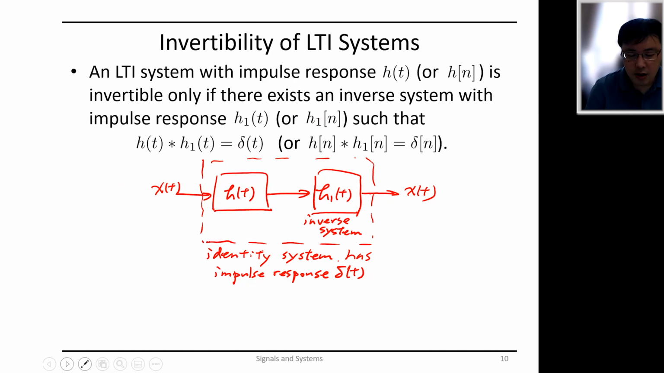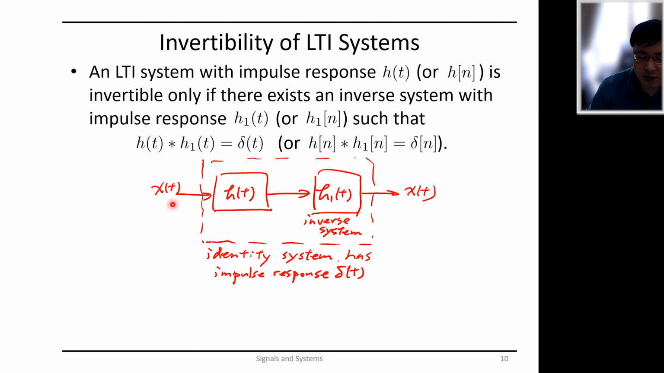Now, last time we also started with this case of invertible systems. We say that an LTI system is invertible only if there exists an inverse system such that the concatenation of the original system and its inverse system gives you an effective identity system. Suppose that your original system has impulse response h of t, and your inverse system has impulse response h sub 1 of t.